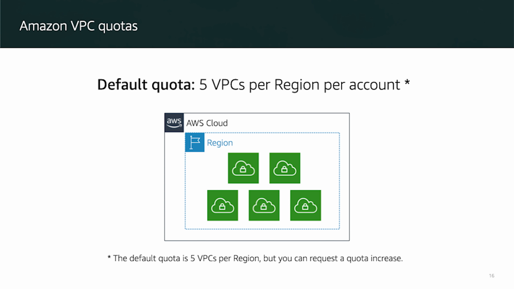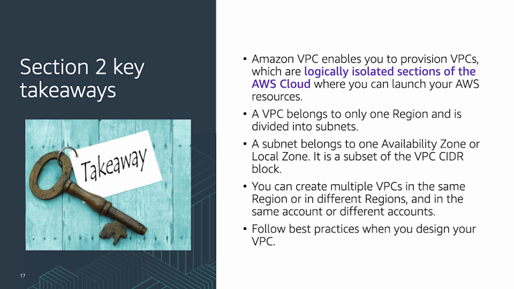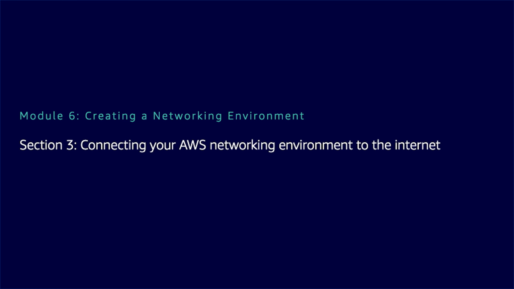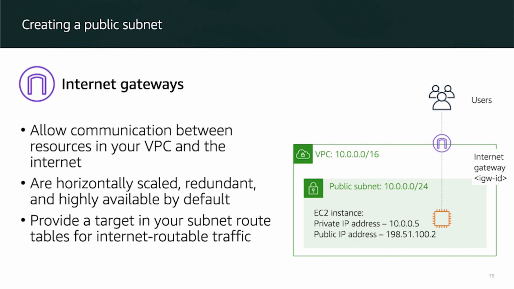Now, how can we connect your AWS networking environment to the internet? The first service that you need is the internet gateway, which allows communication between the resources in your VPC and the internet. Internet gateways are horizontally scaled, redundant, and highly available by default. They provide you with a target that you can use in your route table, and once you connect a subnet to that target in the route table, that subnet will be considered a public subnet.